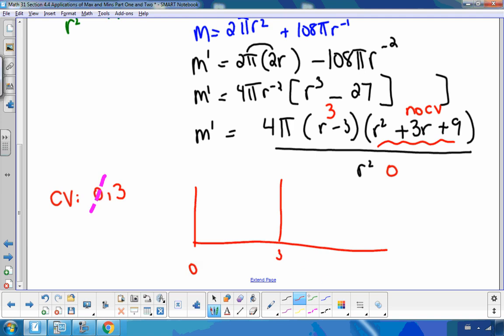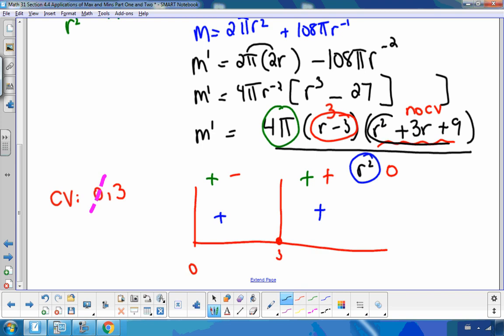Okay, so I just want to do my sign analysis to verify that I actually have a minimum. So I have 4 pi, which is a constant, positive in each. I have r squared, regardless of the value, when you square something, it will be positive. I have r minus 3. R minus 3 is 0 right at 3. The factor is 0. To the left of 3, the factor is negative. To the right, it's positive.